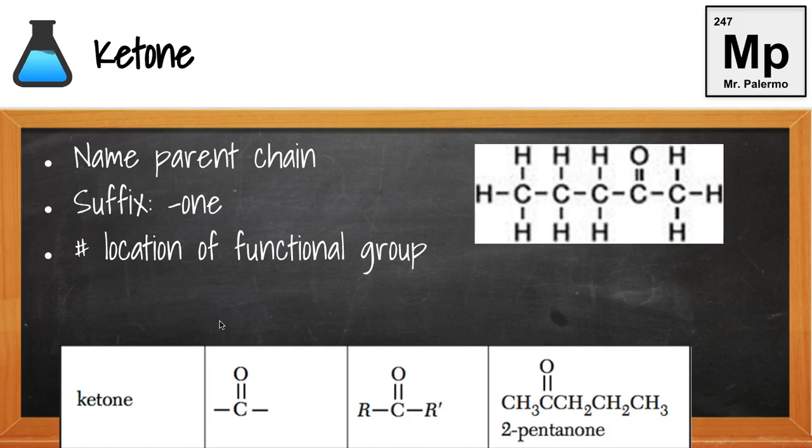The ketone is very similar, but now the ketone has the C double bond O, and it's sandwiched in between carbons, so it's not at the end of the molecule. Looking at how they name theirs, pentanone, pent is 5 carbons, 1, 2, 3, 4, 5. That's where that's coming from. The ending is ONE, and the 2 giving the location of that double bond to oxygen on the second carbon.